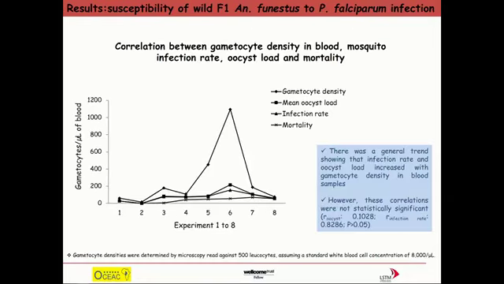We tried to see if there is a correlation between gametocyte density in blood, mosquito infection rate, oocyst load, and mortality. What we observed is a general trend showing that infection rate and oocyst load increased with gametocyte density in the blood sample, but this correlation was not statistically significant.